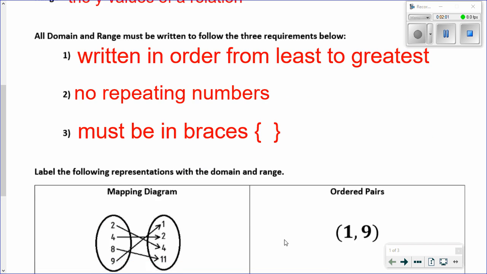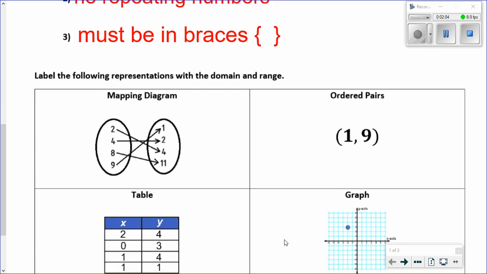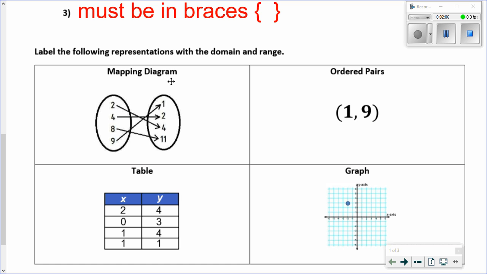Now, we talked about different representations the other day in class. We talked about mapping diagrams, ordered pairs, tables, graphs, and we can determine the range and the domain from all four of these representations. On a mapping diagram, our x values are all within that first bubble, so that's where we can find our domain. The second bubble tells us all the y values, which will give us our range.